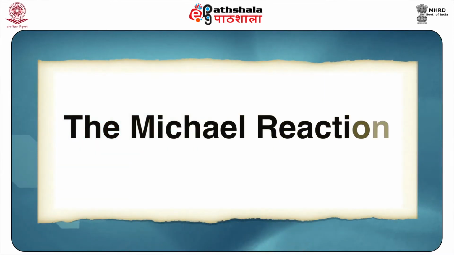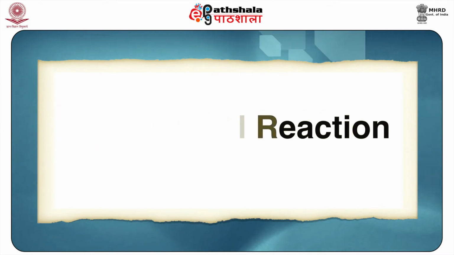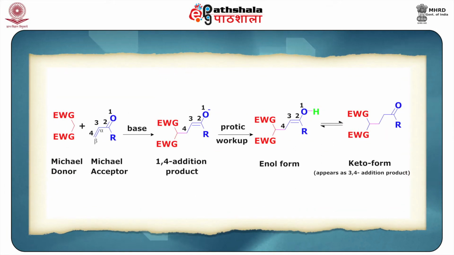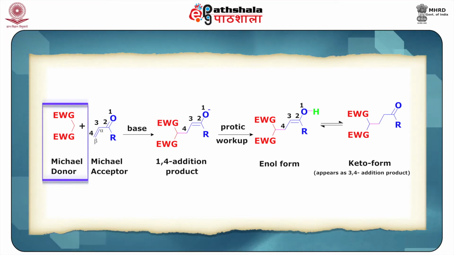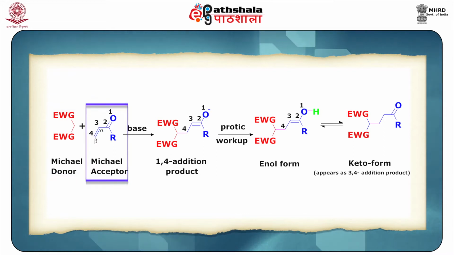So, dear students, let us begin with the Michael reaction. The Michael reaction can be understood as a base catalyzed 1,4 conjugate addition of an activated methylene, which is termed the Michael donor, with a conjugated olefin, which is known as the Michael acceptor, as you can see in this equation.